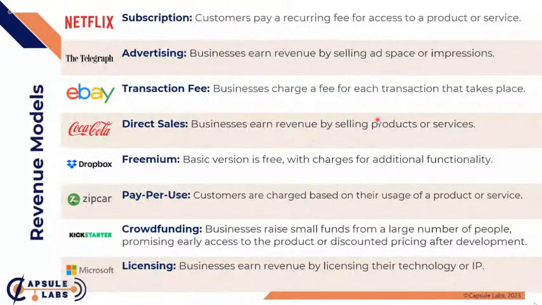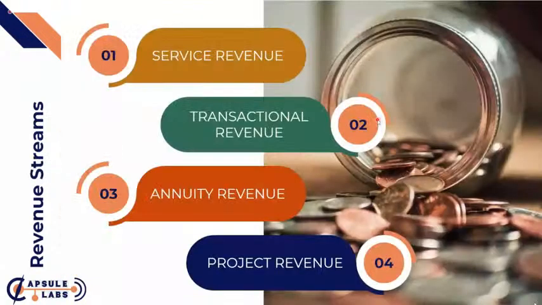Just for the sake of completion of this discussion, there are 4 well-known categories of revenue streams. First, service revenue, which is usually time-based. If you have used it for 1 hour, you pay something; if you have used it for 2 hours, you pay more. Whereas transactional revenue is event-based. Like when you buy 5 packs of biscuits, that's a transactional revenue.